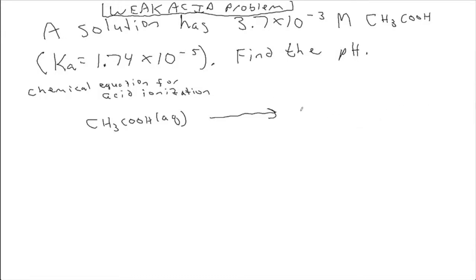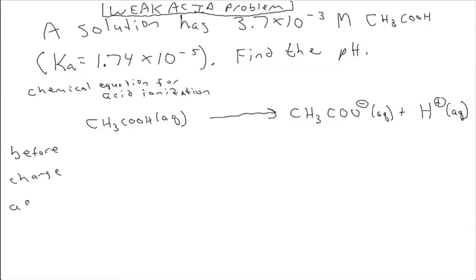So did you have any second thoughts? What could we write on the right-hand side? CH3COO minus plus H plus. Okay, that's much better. And again, it's best to show that these are in aqueous solution. We should be able to figure that out because we know this is an acid. Acids donate protons. That's what they do. And again, we'll do a before, change, and after.